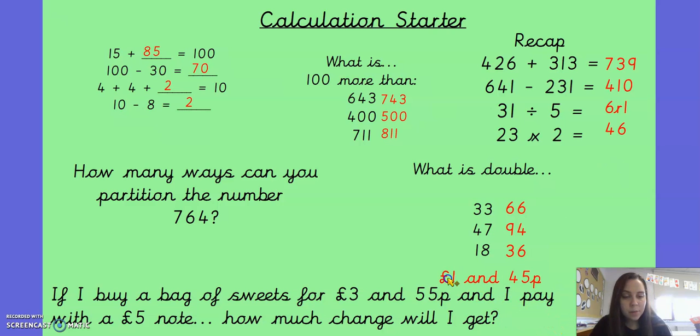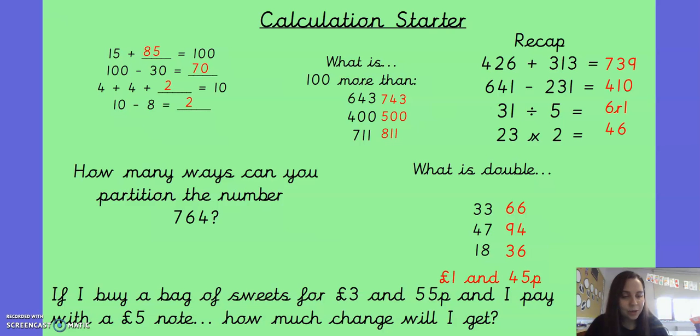Then our money problem. If I buy a bag of sweets for £3.55 and I pay with a £5 note, how much change will I get? So the answer is £1.45. And then you need to partition the number 764 in as many ways as you could. So you could have 700 add 60 add 4. You could have 700 add 50 add 14. Obviously, there are loads and loads of ways. So as long as you've got something written down, that is fine.